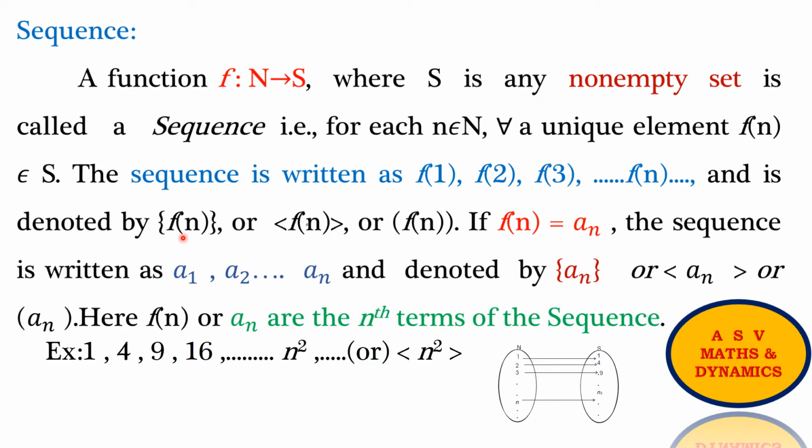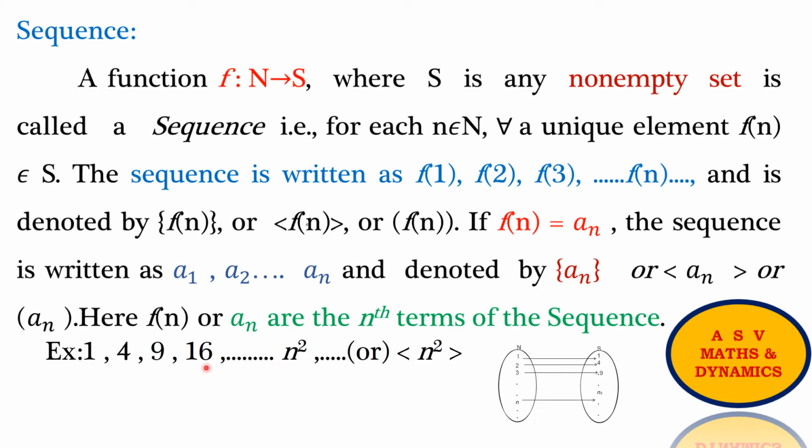The sequence can also be written as f of n, or in other notation. There are three ways you can write the sequence. The f of n you can always write as a n. This is very important. Suppose f of n equals a n, then the sequence is a1, a2, a3, ..., an, likewise. For this sequence you can denote it like this, or as an in braces, or as an. So these three ways you can write the sequence. Here an we call the nth term of the sequence.